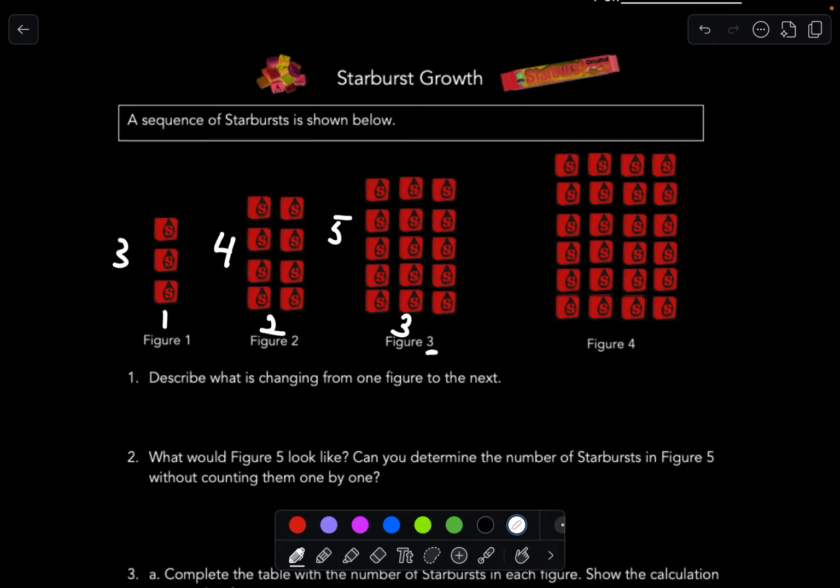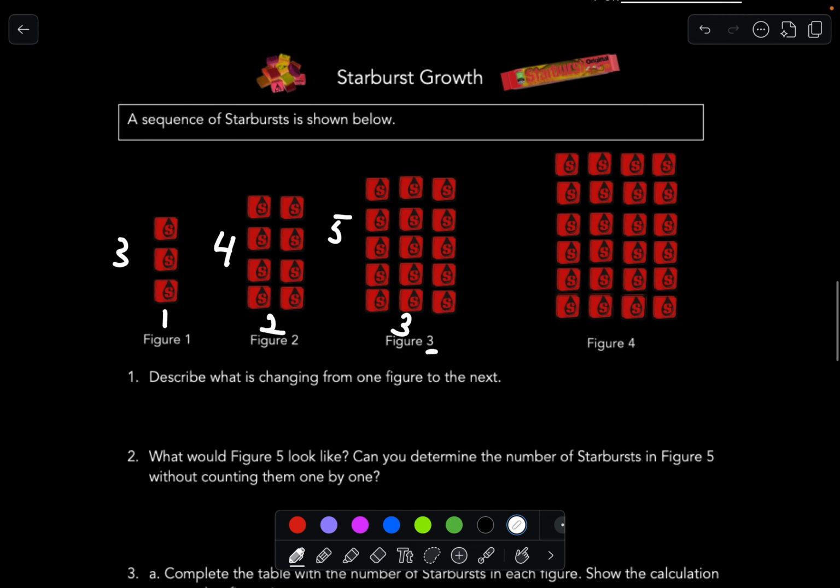And then if you look at the number of rows, it appears to be 2 more than the number of columns. Figure 4, there are 4 columns. And 1, 2, 3, 4, 5, 6 rows. Describe what is changing.